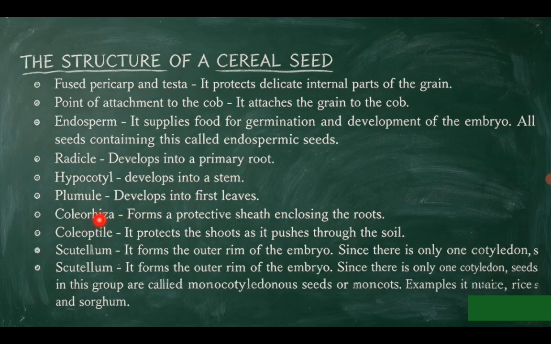Then we have rhizosphere, which forms a protective sheath against the roots, enclosing the roots. And then we have a coleoptile, which protects the shoots as it pushes through the soil. And then we have the scutellum. The scutellum forms the outer rim of the embryo.